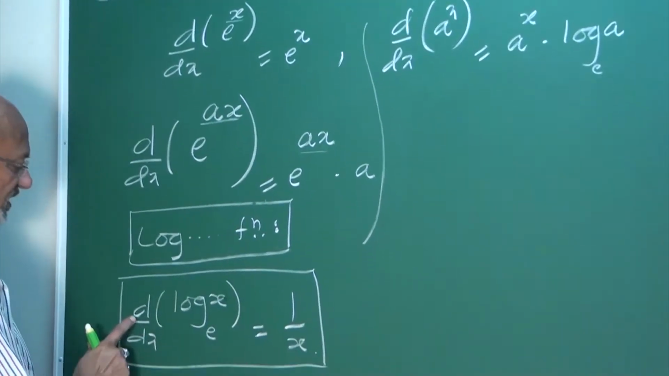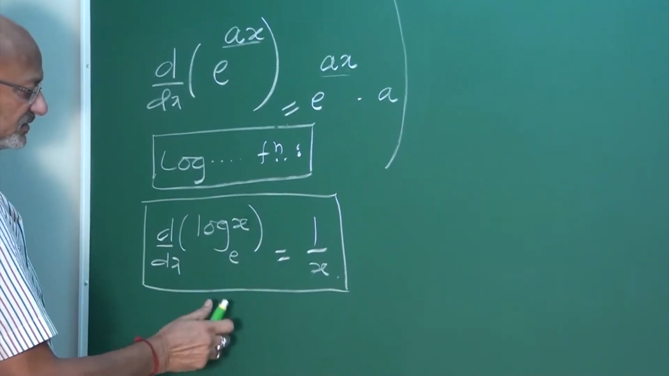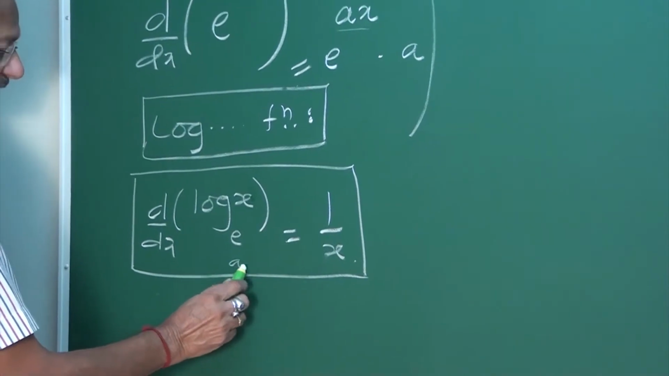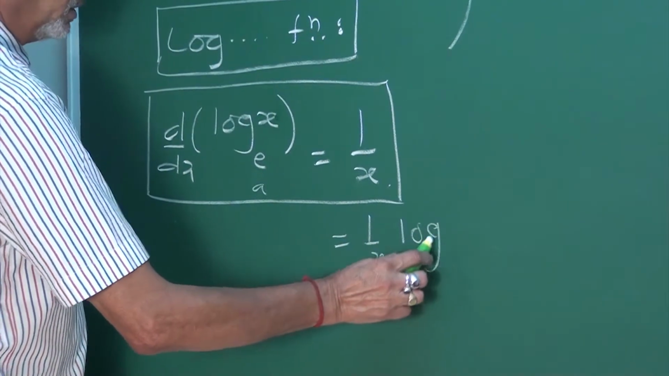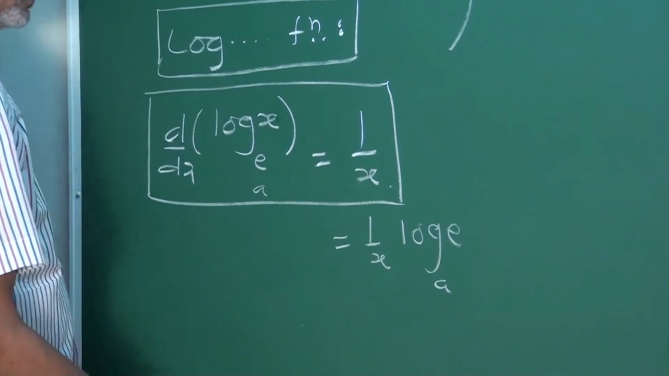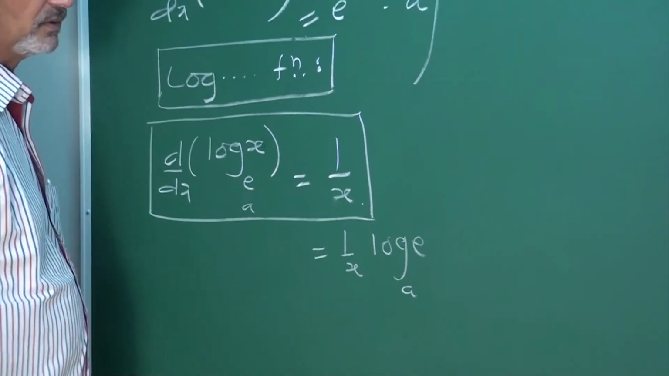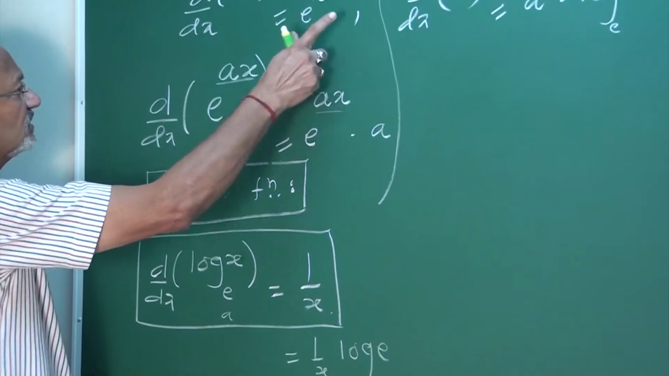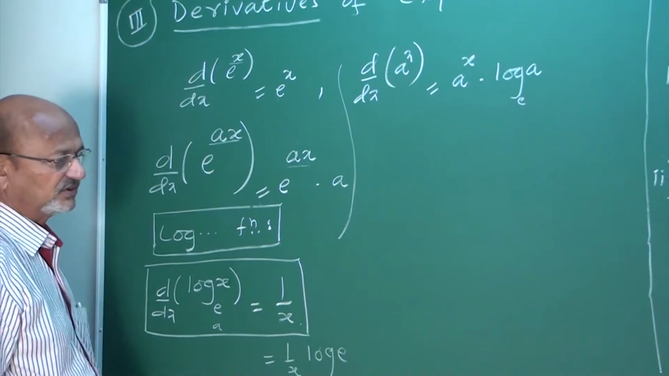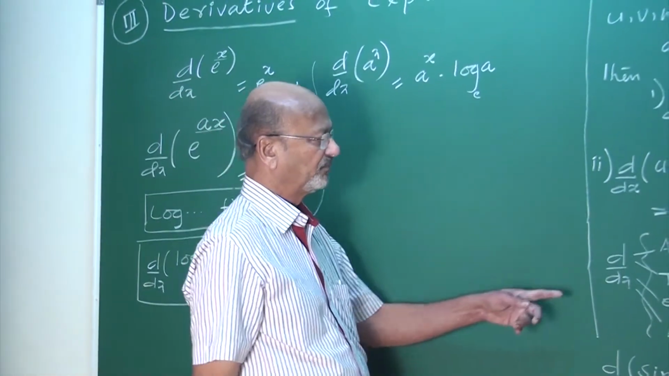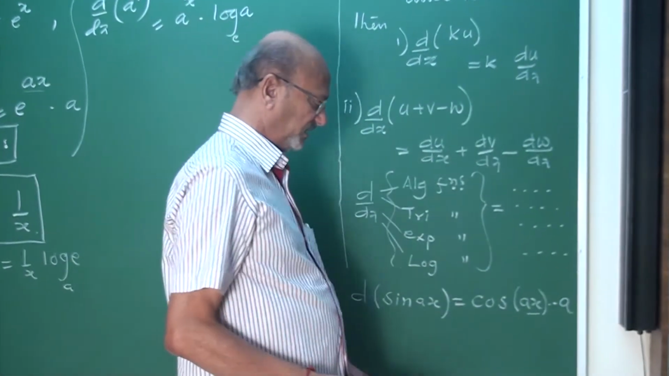Then the derivative of log x to the base e is 1 by x. Then for log x to the base a, along with 1 by x, you have to write log e to the base a. Remember, these are two with exponential and another two with logarithmic functions. These are the derivatives of these functions.